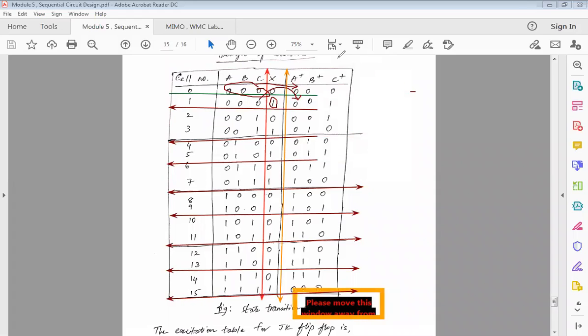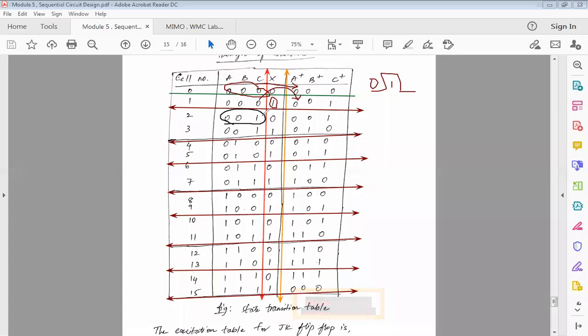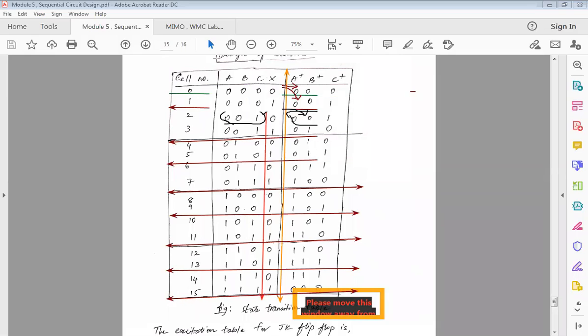Now we will check for state 1. When it is 1, and the input is 0, which means the clock is 0, then it will stay back in the same state. So 1 remains 1 itself. Any doubts here, students? Please respond. Any doubts here?